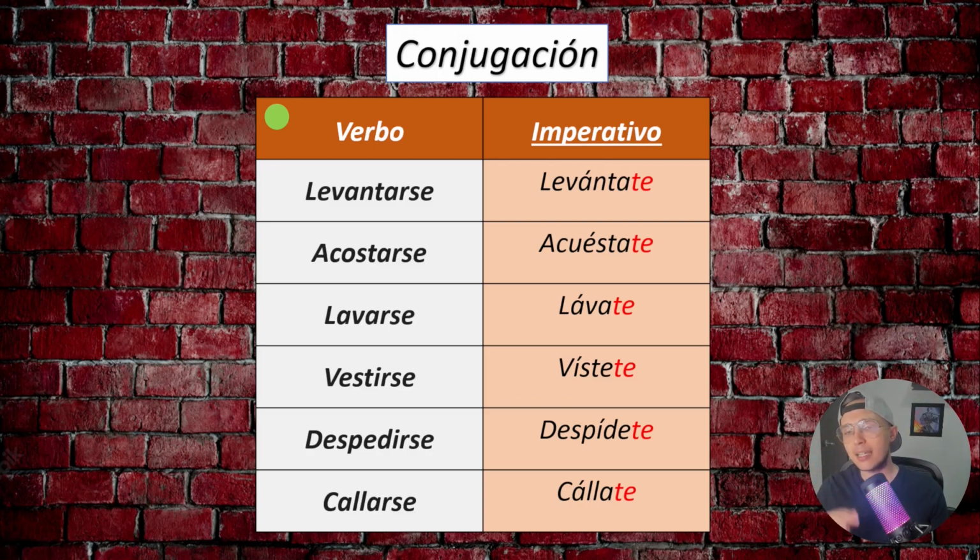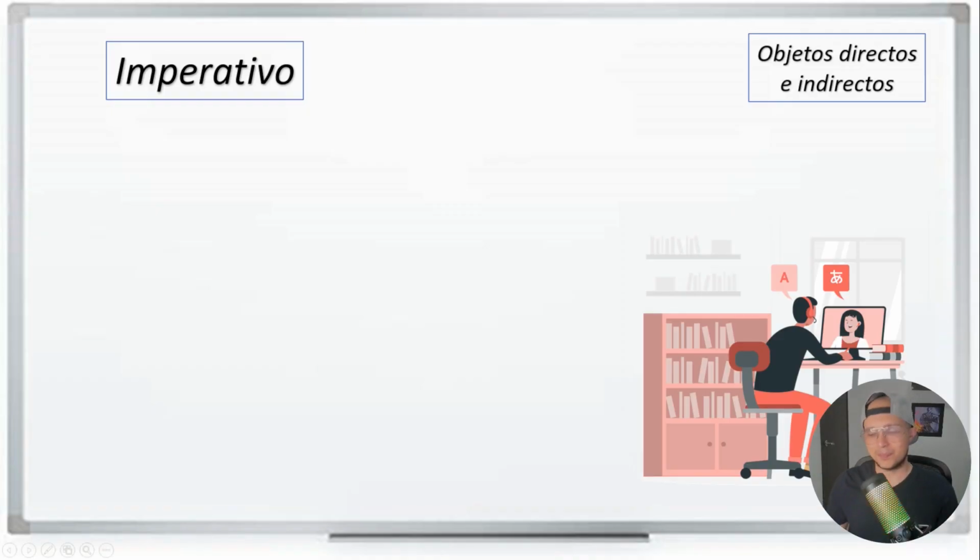Now, as you can see guys, in all these cases, we need this te because it refers to the person we are talking directly to, okay? And because these verbs are reflexive. So that's the only reason why we need this te. But this is not all we have for today.